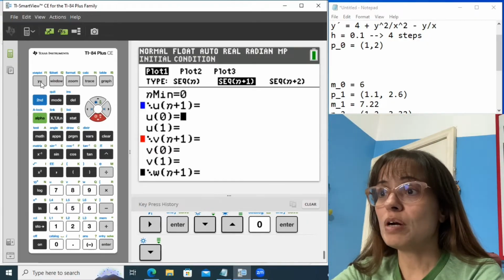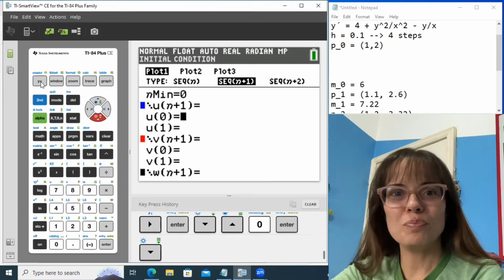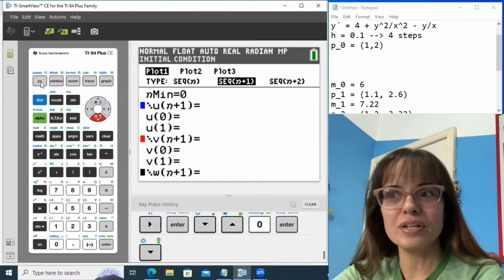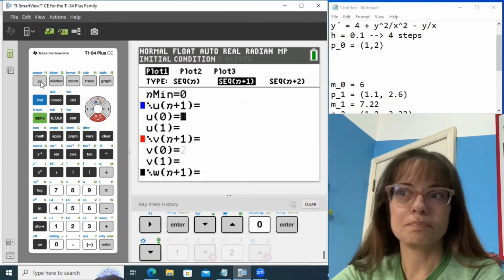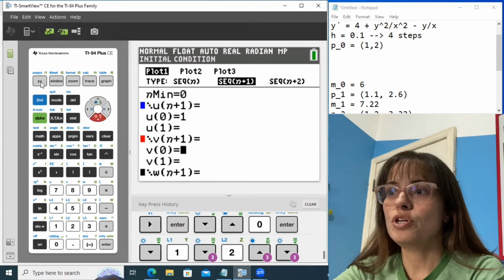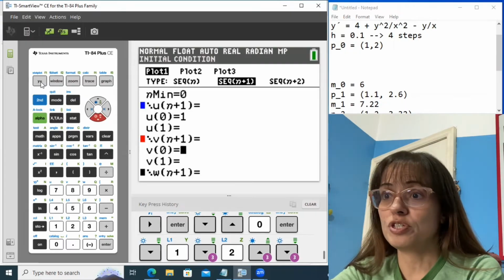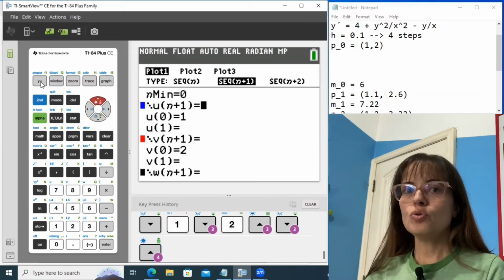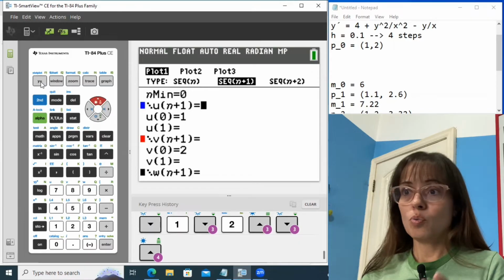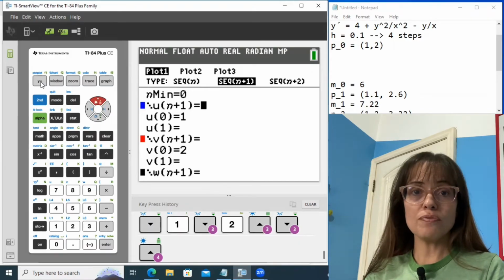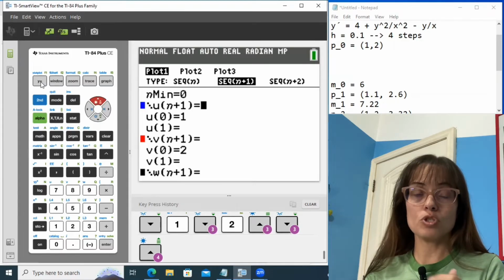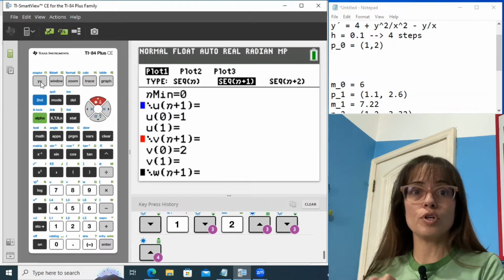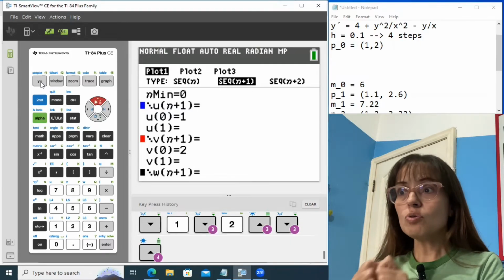So let's just remember that u is going to be the x coordinate of the points, and v is going to be the y coordinate of the points. So I've put the 1 here and the 2 here to start at the point P0, which is the point 1, 2. Now, u of n plus 1. What I need to type here is how do I figure out the x coordinate of the next point, n plus 1, if I have the x coordinate of the current point, which would be u of n. How do I find that?